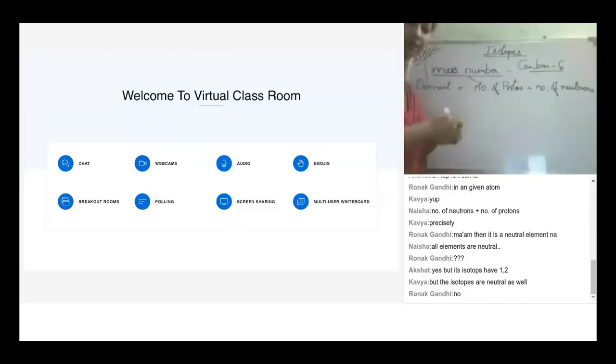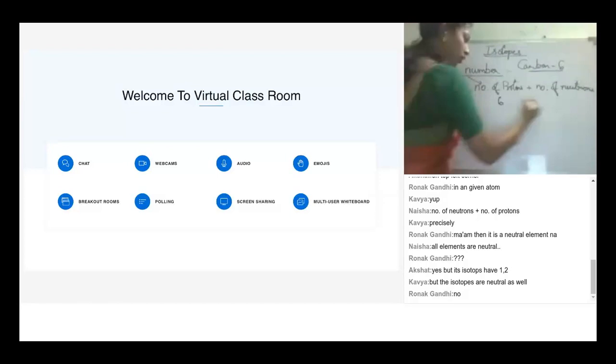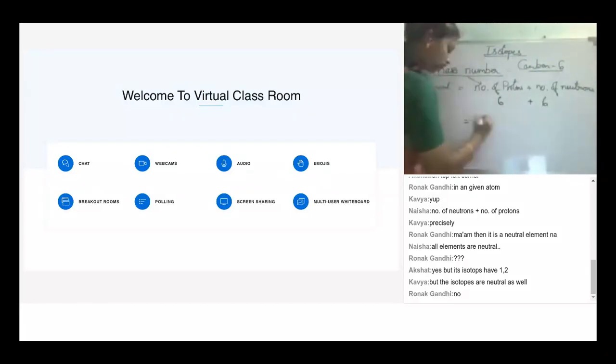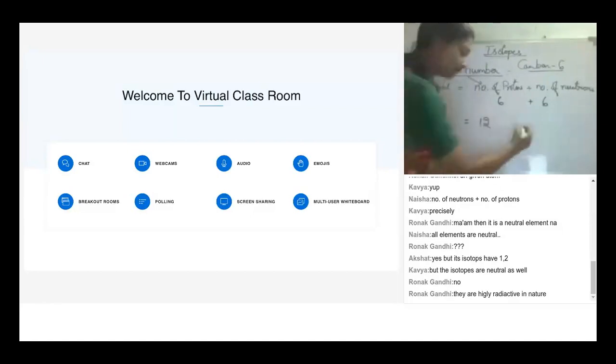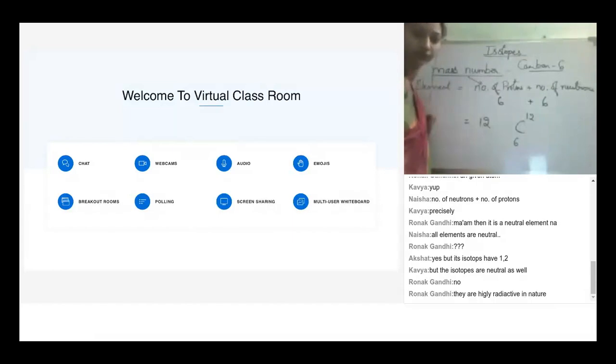Carbon, when we compare, has 6 protons and 6 neutrons, total 12. So mass number is 12. So how to represent the carbon? C6, 12. Yes, all the isotopes are highly radioactive.